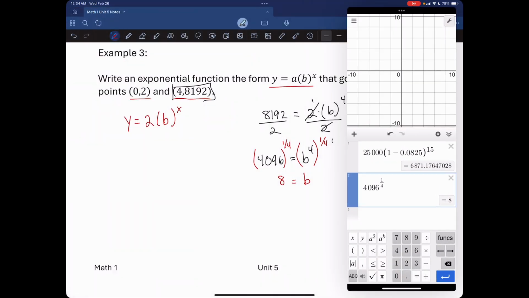So again, I'm just going to erase my b really quick. This is going to be my equation.